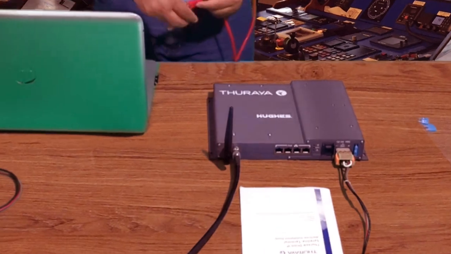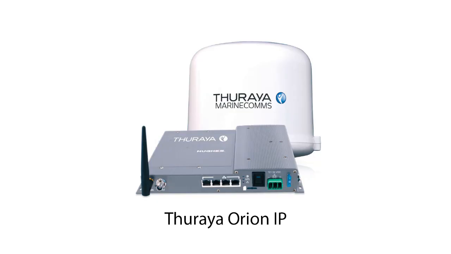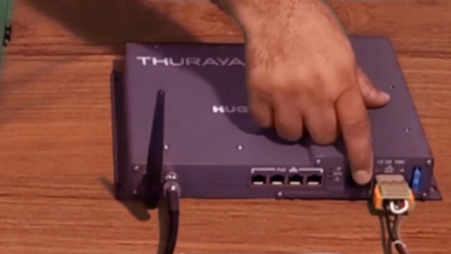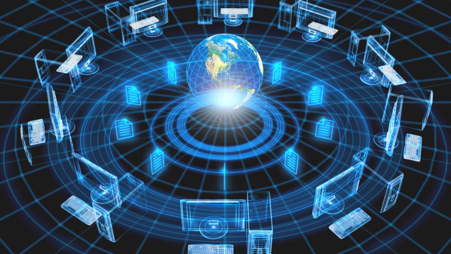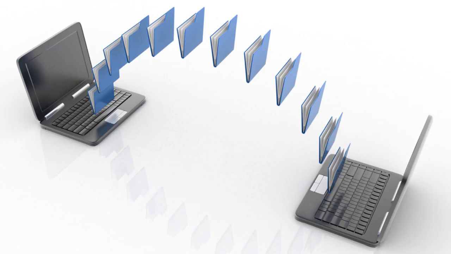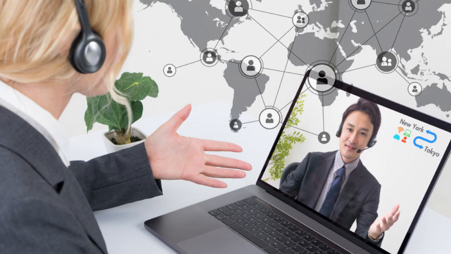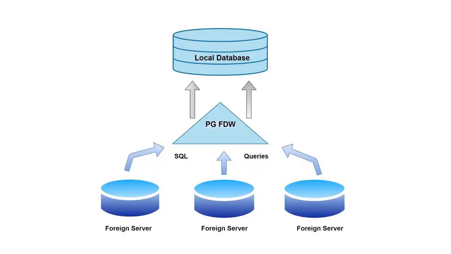Small, lightweight and easy to install, Thuraya Orion IP is suitable for both business and crew communications. Orion IP can be used for internet access, email, virtual private network, file transfer, video conferencing, and database synchronization.